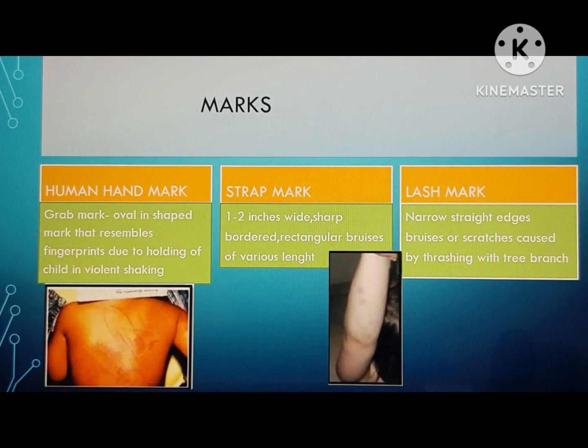Grab marks are oval in shape, marks that resemble fingerprints due to holding of the child or violently shaking. Strap mark is 1 to 2 inch, with a white sharp border, rectangular, bluish, of various length. And lash mark has narrow straight edges, bruises or scratches caused by thrashing with a tree branch.